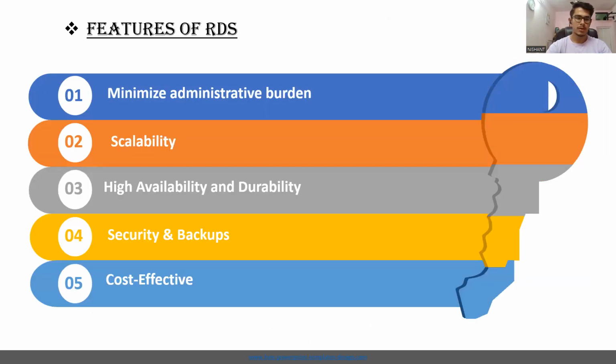Continuing, what are the features of RDS? RDS allows you to minimize database administrative burden. It allows you to scale the databases. It is highly available and durable. It also provides various security and backups, and it is also cost efficient.